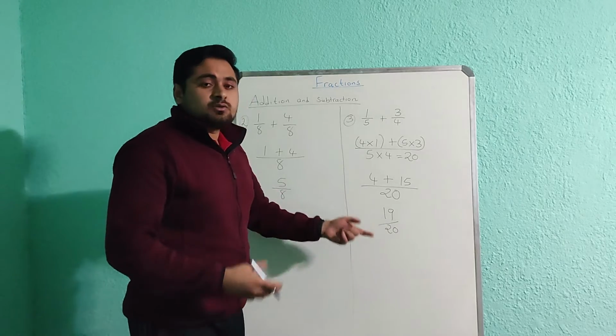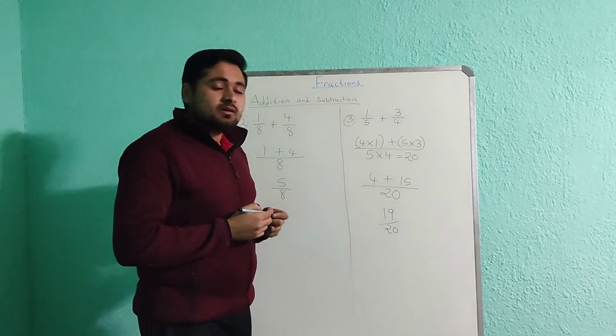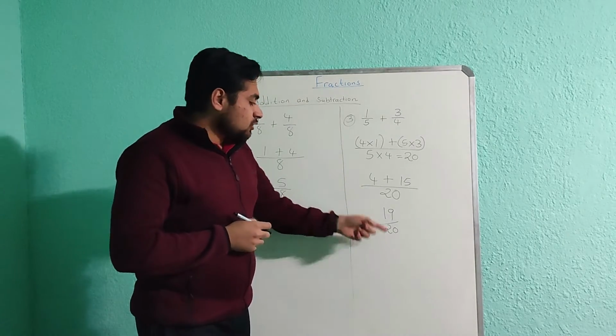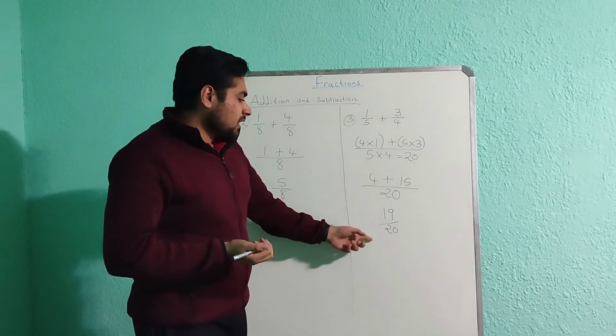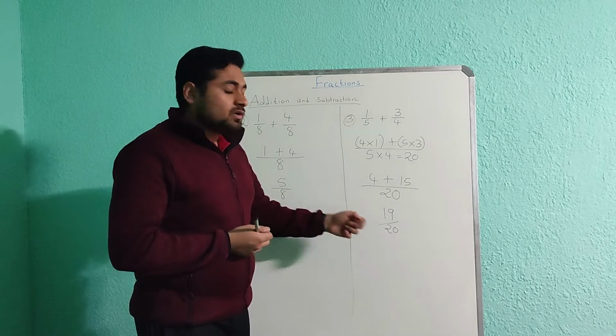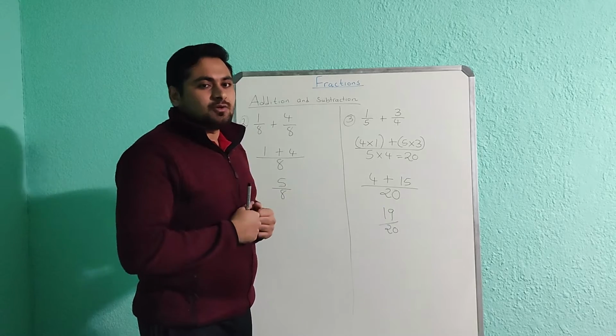And now this is in its simplest form, because in the numerator we got an odd number and in the denominator we got an even number. So we cannot simplify it further. Therefore that is your answer. Let's move on to the next solution.